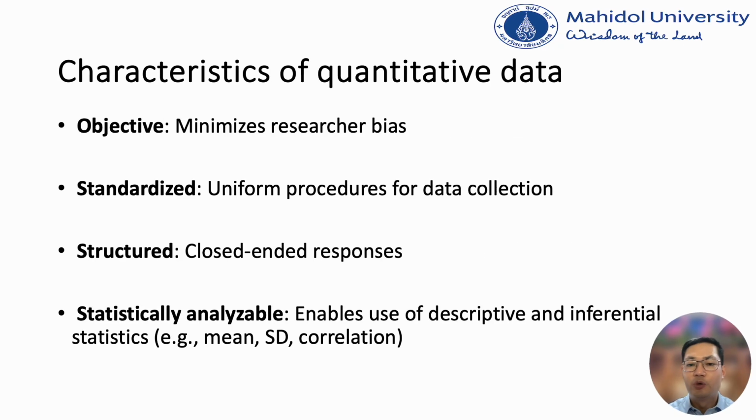There are four main characteristics of quantitative data. First is objective. This means it will minimize researcher bias by focusing on measurable outcomes. Second is standardized, using uniform data collection procedures. Third is structured, often relying on close-ended responses. And finally is statistically analyzable, which allows researchers to apply statistical tools like means, standard deviations, or correlations to interpret results.